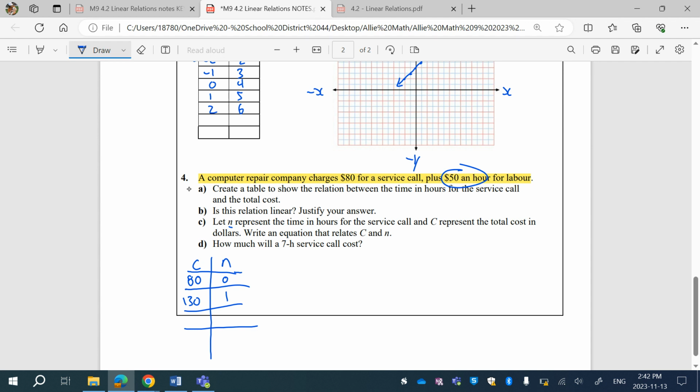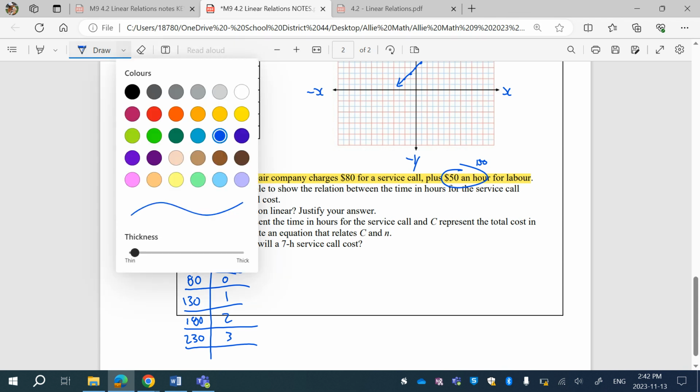For 2 hours, we would pay $100 for the labor and $80 for the flat rate. So that would be $180 for 2 hours. Let's do one more. Let's do 3 hours. So that's $150 for the hourly rate plus the 80 gives us $230 for the cost. So that's A right there.